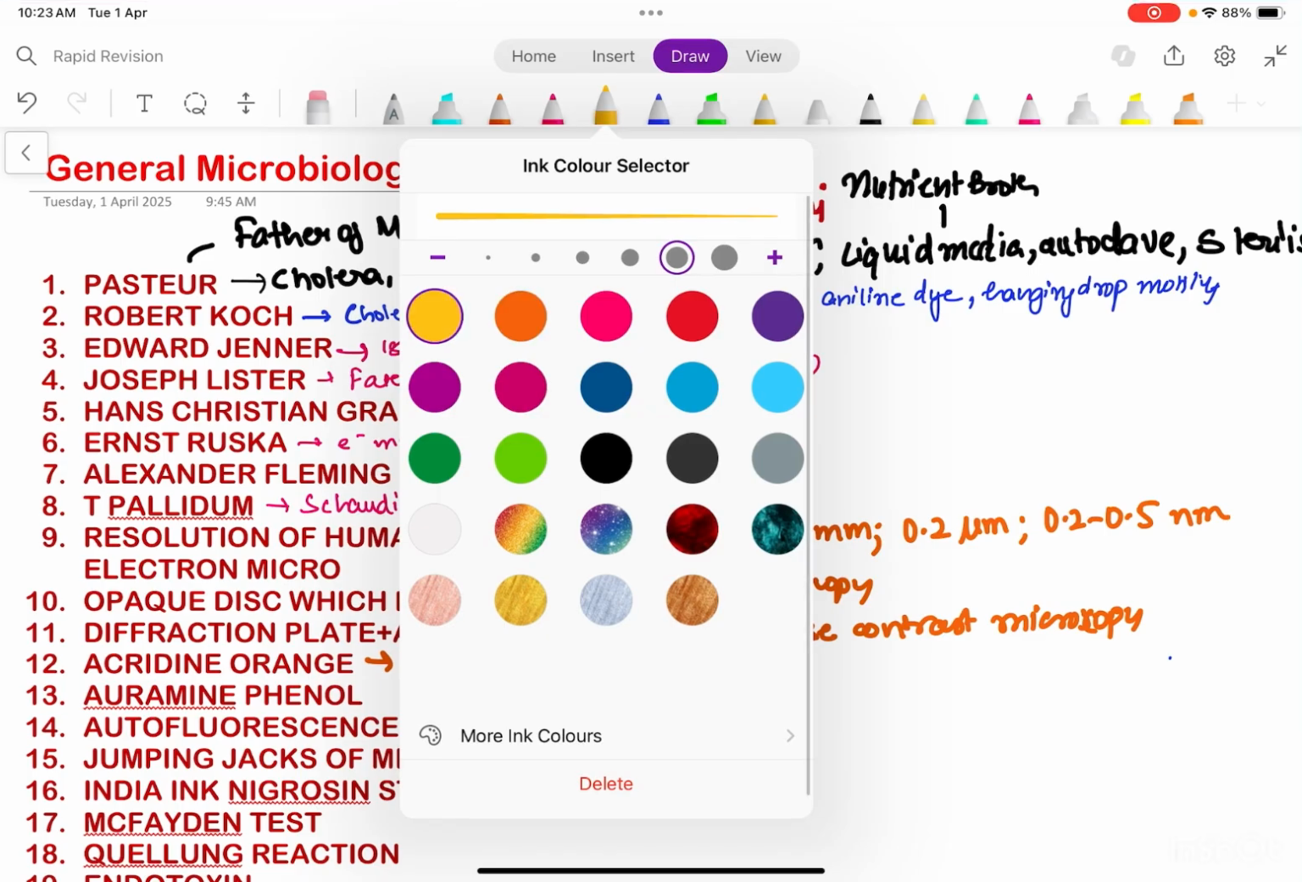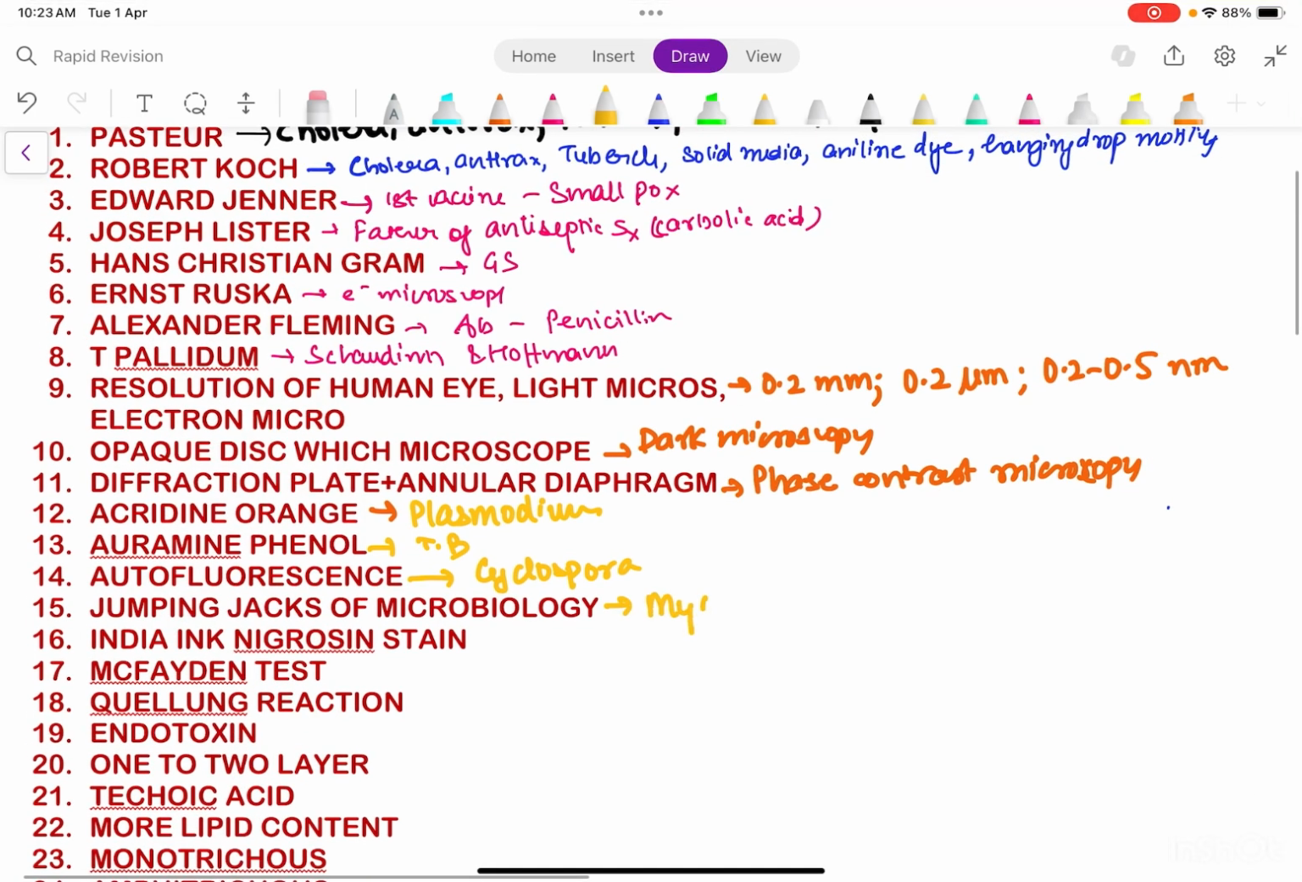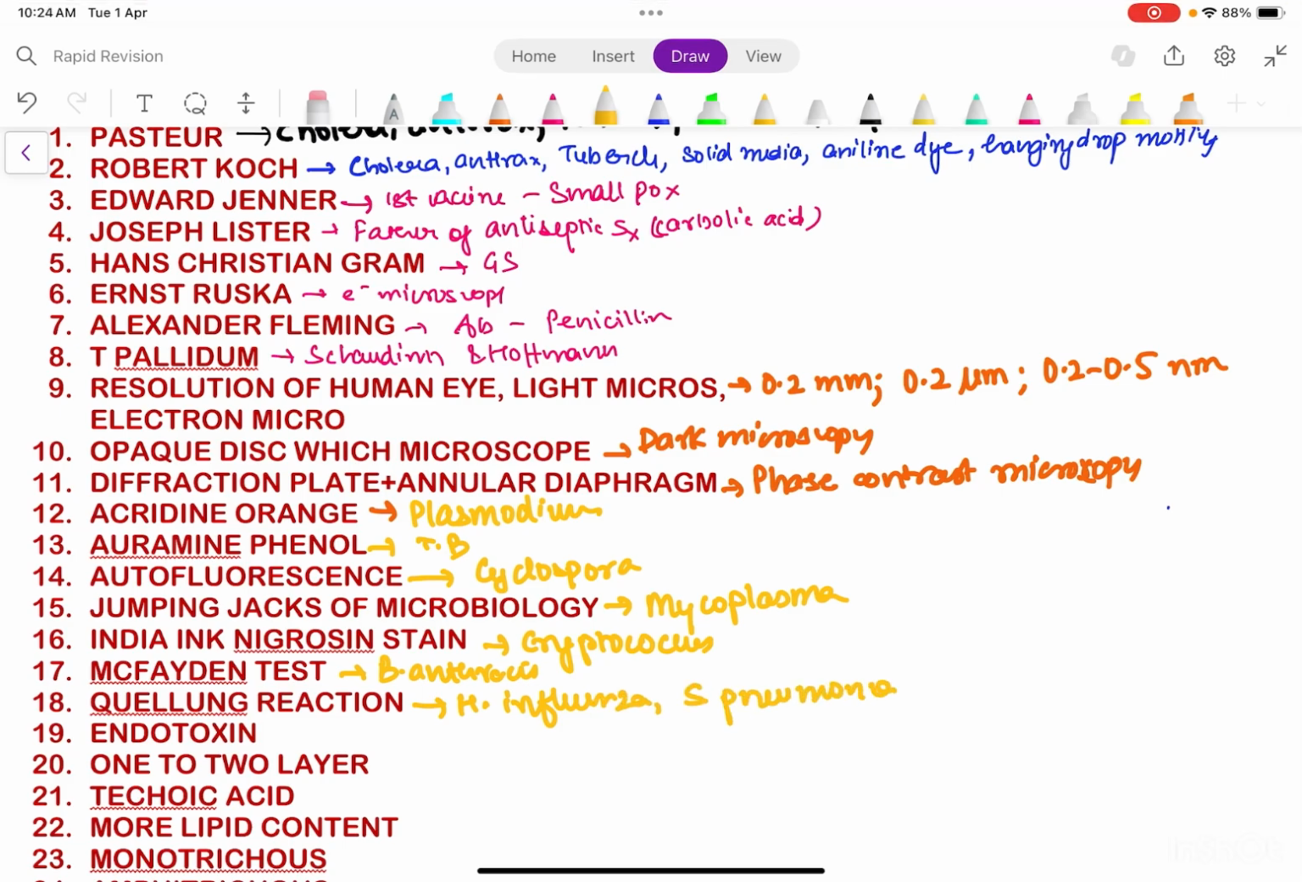Then acridine orange is used in fluorescence microscopy for Plasmodium, and auramine phenol is for TB. Autofluorescence is shown by Cyclospora. Jumping jacks of microbiology are Mycoplasma. India ink or nigrosin stain is used for Cryptococcus. The McFadyean test is for Bacillus anthracis, or anthrax. Then the Quellung reaction is shown by H. influenzae and Streptococcus pneumoniae.